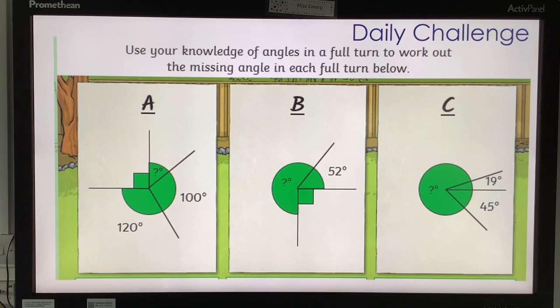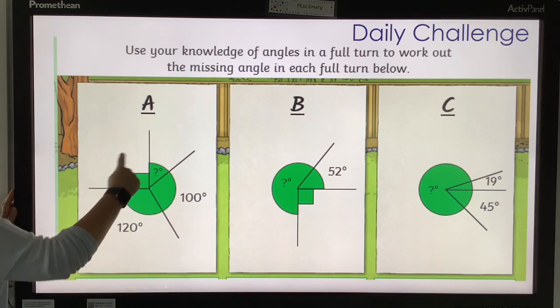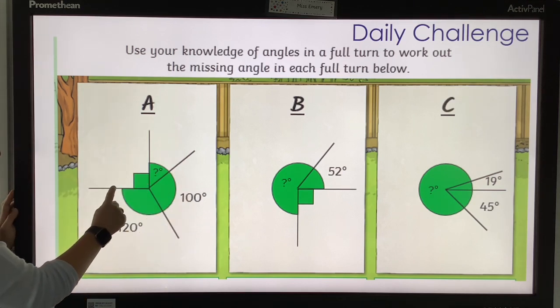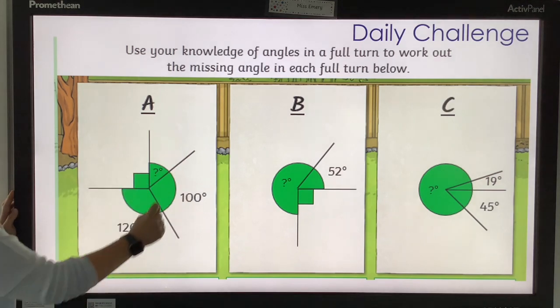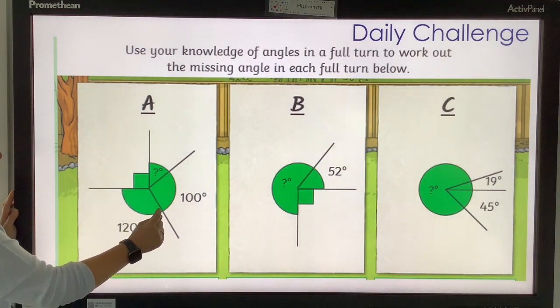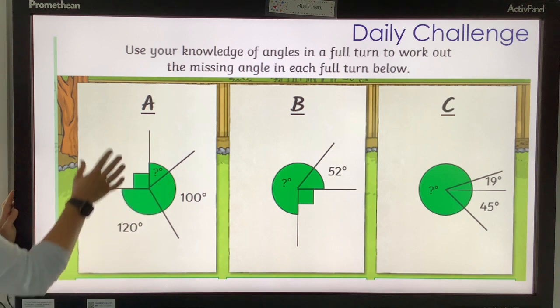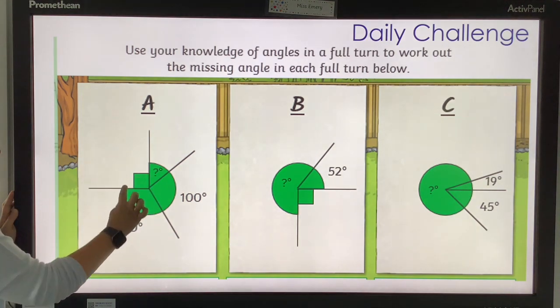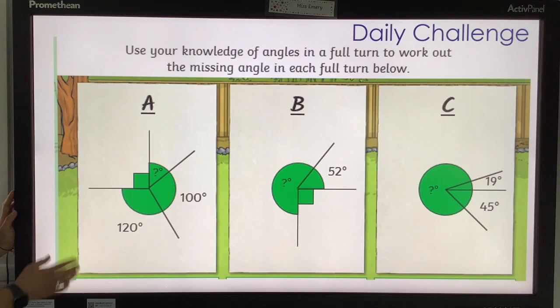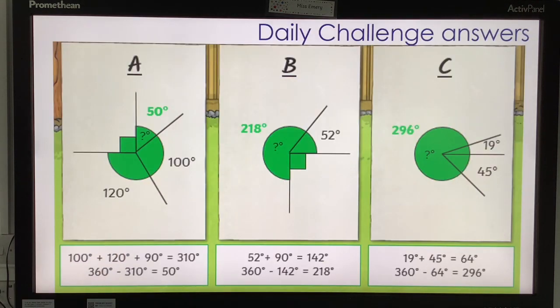So hopefully you've had a go. Let's look. Now we know that the full turn is worth 360 degrees. We know this angle here is 120 and this angle here is 100. Now this one is 90 degrees. Hopefully you remember that that is a right angle. So even though it isn't given, it's a right angle. It's 90 degrees. So what is the value of the missing angle?